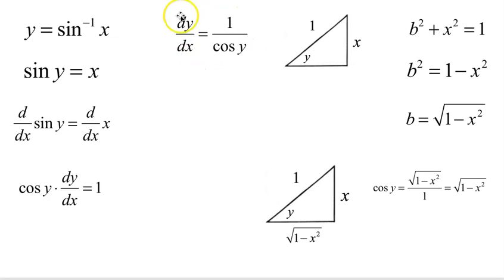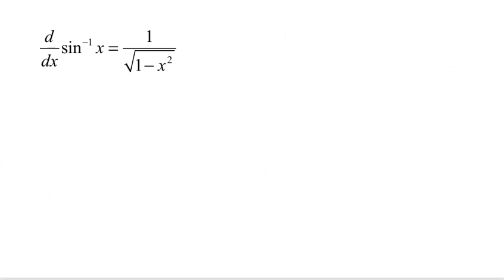So to finish my problem here, dy/dx is 1 over cosine y. dy/dx would be 1 over the square root of 1 minus x squared. So that is my derivative of the inverse sine function. Remember, I started with y is inverse sine of x. And now I have dy/dx is 1 over root 1 minus x squared. I've successfully determined the derivative of the inverse sine. Let me summarize that here. Derivative of the inverse sine of x is 1 over the square root of 1 minus x squared.